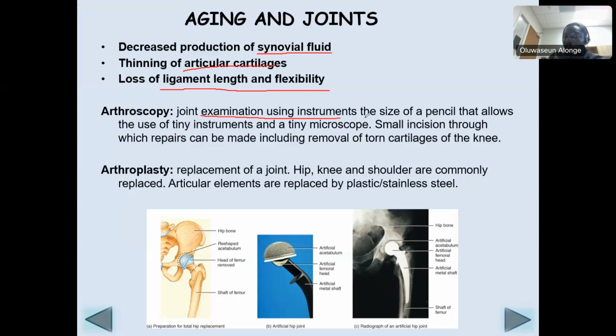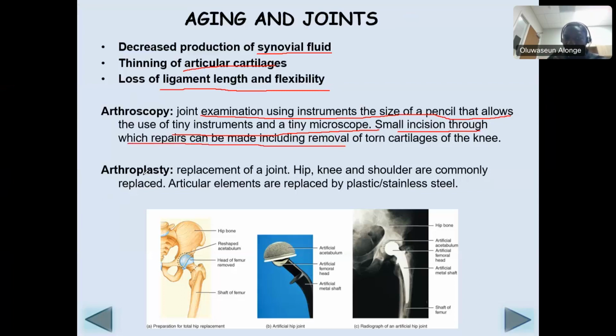It's joint examination using instruments. An instrument like a pencil allows the use of tiny instruments and a tiny microscope to evaluate the joint. A small incision is made through which repairs can be done at that point. The damaged cartilage can be removed and replaced either through autograft, heterograft, or isograft, as the case may be.